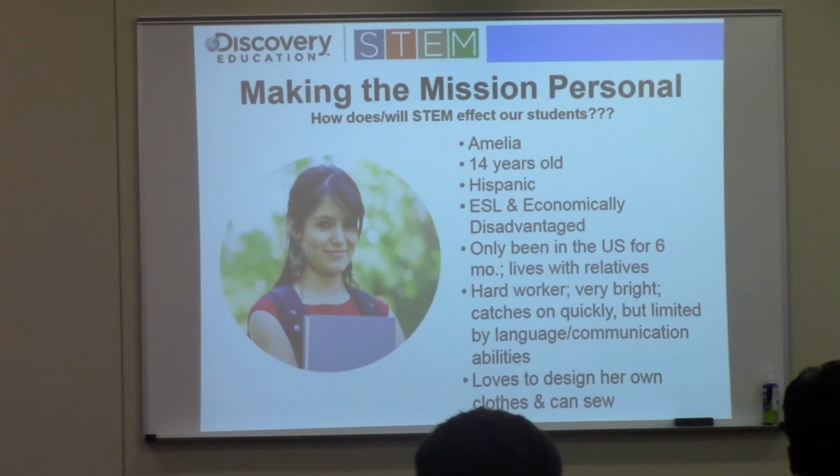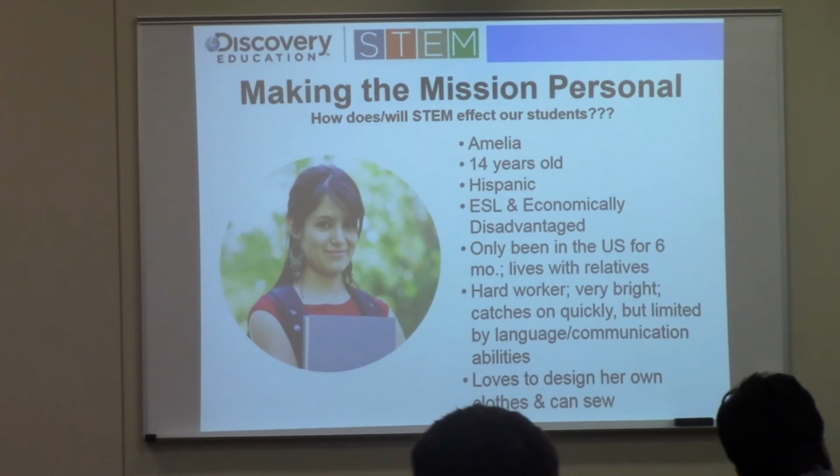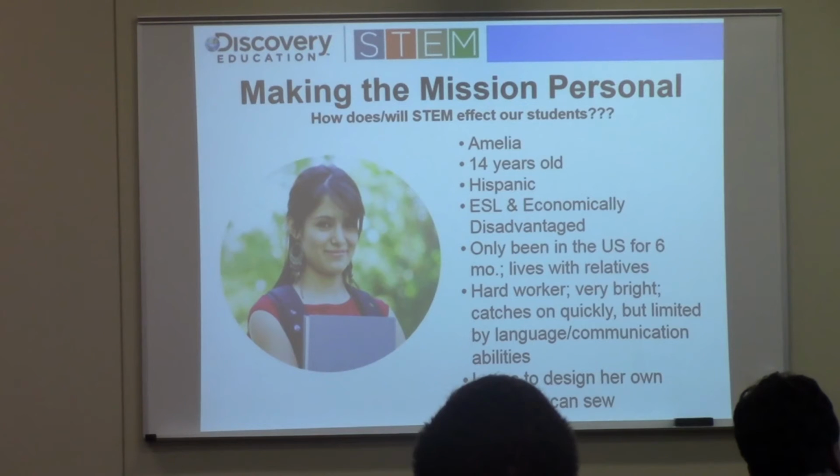She's ESL. I don't know what term you use. Everywhere I go, somebody uses a different one, ELL. She's economically disadvantaged, which we find a lot in the minority populations, especially if language is a barrier too, they're still building. She's only been in the United States for 6 months and lives with relatives. We have a lot of that in different areas of the country. She's a hard worker and very bright, catches on quickly, but because she doesn't know how to communicate and doesn't speak the language, she's limited in what she can do and feels limited.